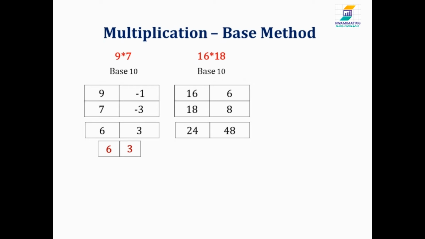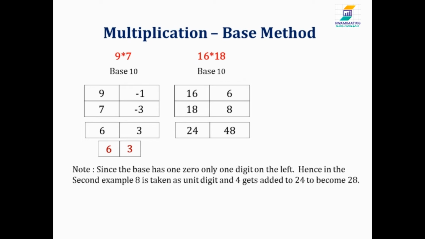Now, when you look at the base, it is 10. That is, you have only one 0. That means in my answer, on the right side of 24, I should have only one digit. But what am I having? I am having two digits, 4 and 8. So in that case, keep only 8 and add 4 to 24. So your answer becomes 28 and 8, 288.